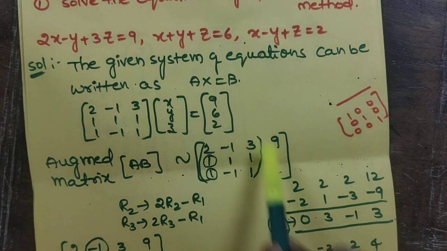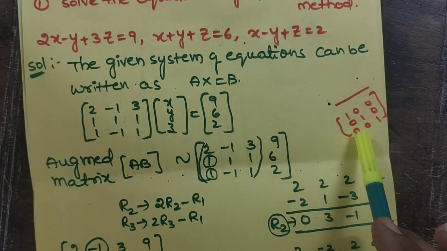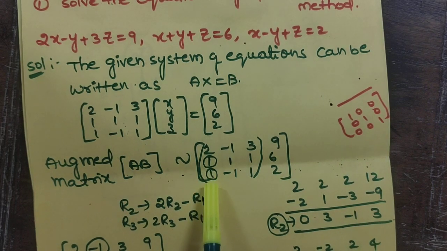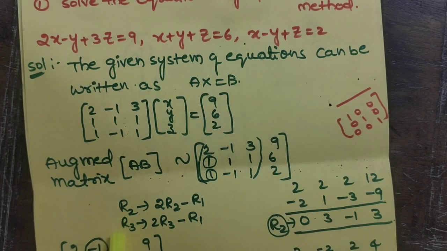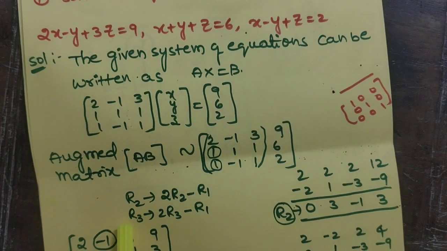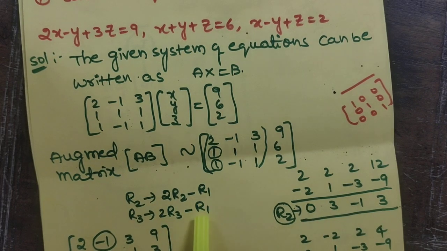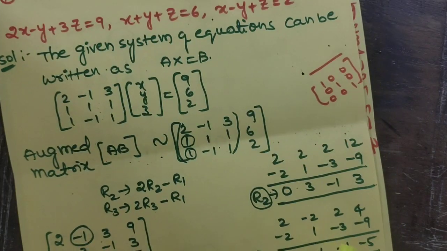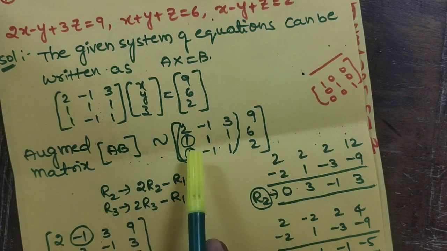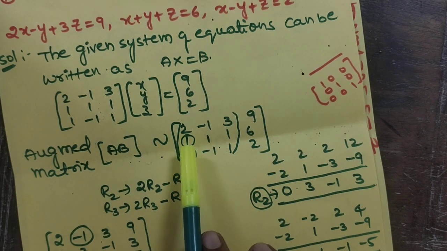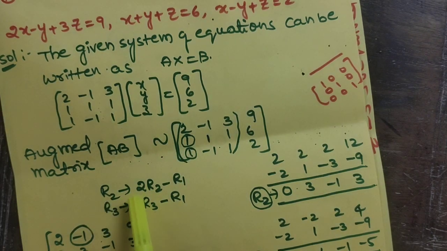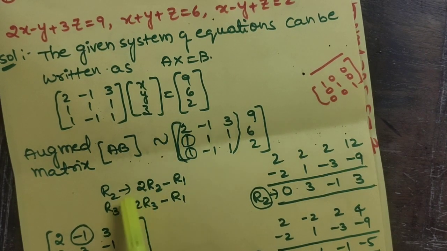To convert this matrix into a 3 by 3 identity matrix, we need to make these two elements zeros. These are in R2 and R3. Which row don't we have? R1. With respect to R1, we are going to make these two elements zeros. For that, what are we doing? To get 2 in this place, it should be multiplied with 2. For that we are writing 2 R2 minus R1.